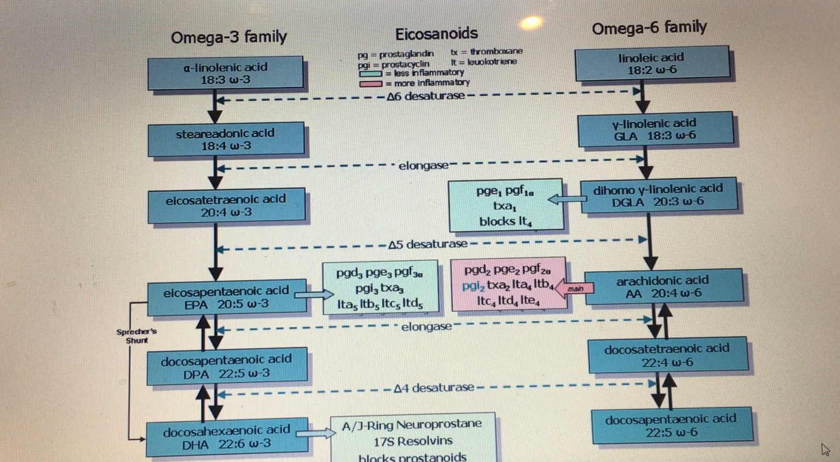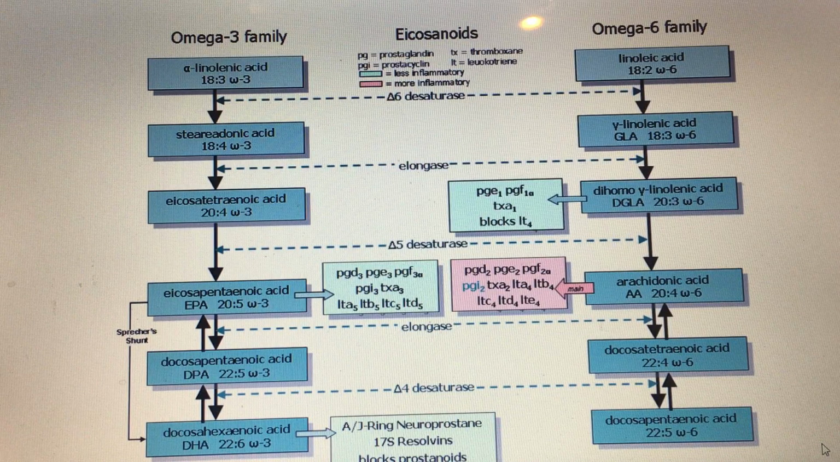Omega-6s are more inflammatory, and when you eat an omega-6, that's linoleic acid up here, and that gets converted in your body. And here, arachidonic acid is inflammatory. And so the type of fat that you eat can determine whether it's inflammatory or not. And we want a ratio of about 4 omega-6s for every 1 omega-3.